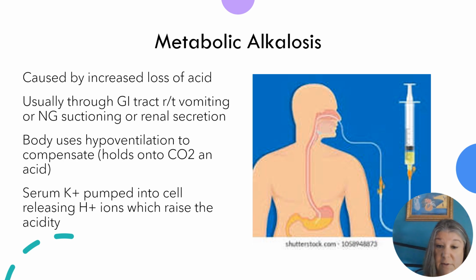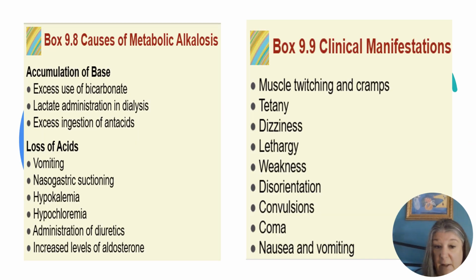Metabolic alkalosis. So alkalosis, basic. This is caused by an increased loss of acid. This can be our vomiting. This can be our NG suctioning. It can be renal secretion. The body uses hypoventilation to compensate. So the body's going to try to hold on to that CO2. Serum potassium pumps into the cell, releasing hydrogen ions, which raises the acidity. Okay, so again, we're using the potassium to help with this imbalance.